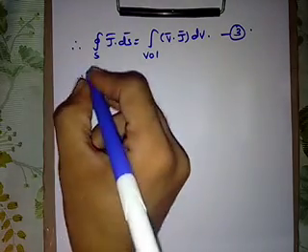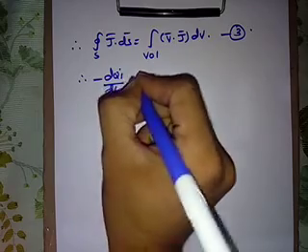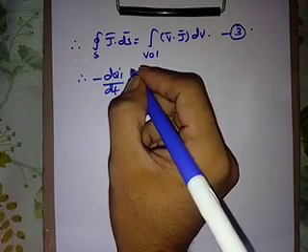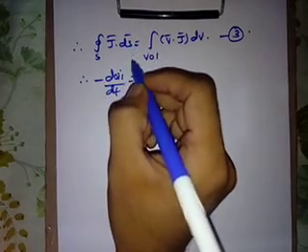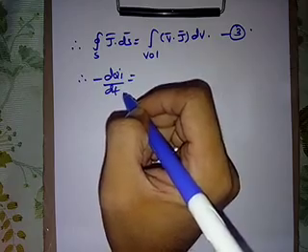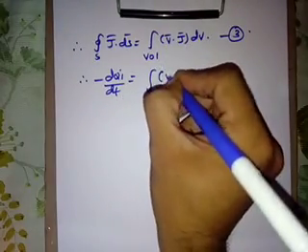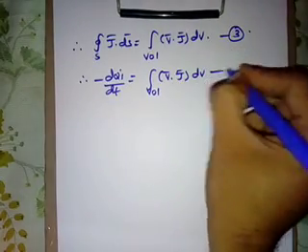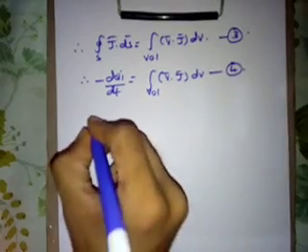Since the surface integral of j bar dot ds bar is minus dqi by dt, we have minus dqi by dt equal to the volume integral of del dot j bar dv. Take it as equation 4.